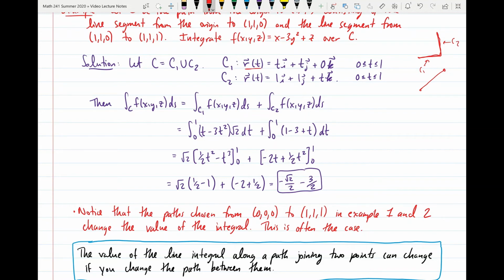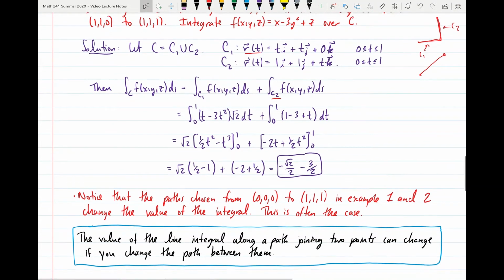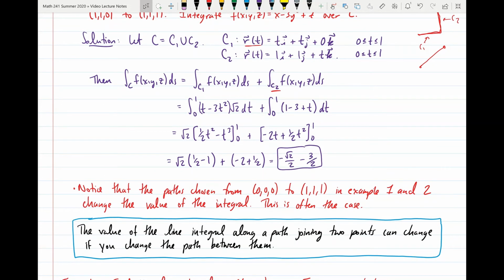And then for the second curve, C2, we get the integral from 0 to 1 of 1 minus 3 plus t, and in this case the magnitude of the velocity is just going to be 1, so we don't have to even write it there. And now we can solve for both of these integrals here.